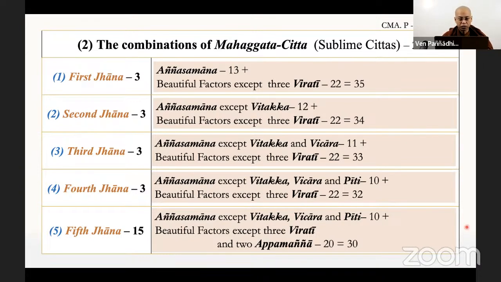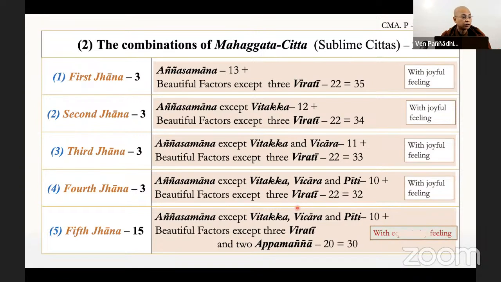So if you know this information, it is enough for you to count the mental factors. Here also the feeling is the same as in the Lokuttara. The former fourth jhana is associated with joyful feeling, and the last one, the fifth jhana, is associated with equanimity feeling.